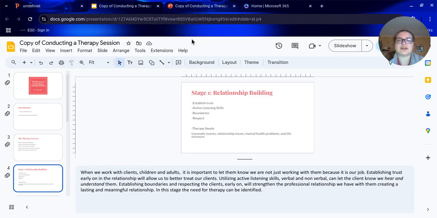Establishing boundaries and respecting clients early on will strengthen the professional relationship we have with them, creating a lasting and meaningful relationship. In this stage, the need for therapy can be identified.